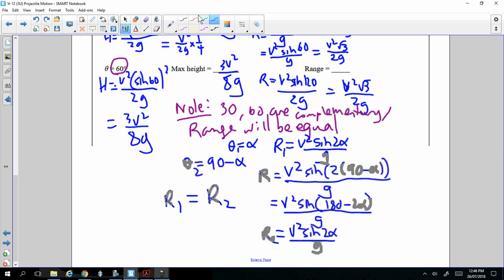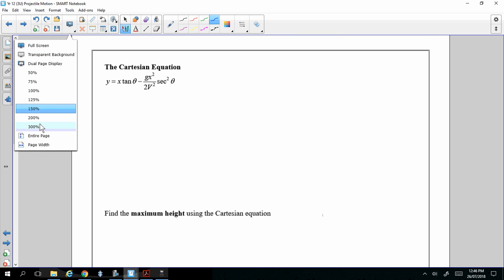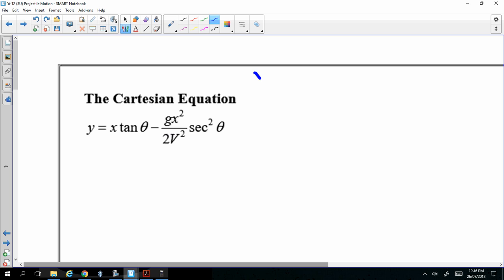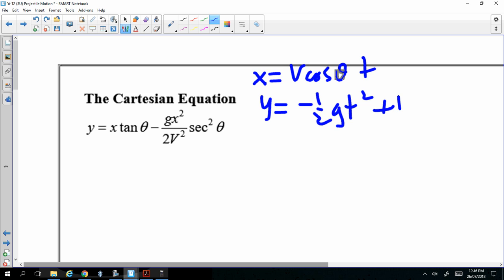Now x equals v cos theta t, y equals negative half g t squared plus v sine theta t. So to get the Cartesian equation, we'll make t the subject. t equals x over v cos theta. Substitute into the equation for y. Write y equals negative half g, x over v cos theta, squared, plus v sine theta, x over v cos theta.